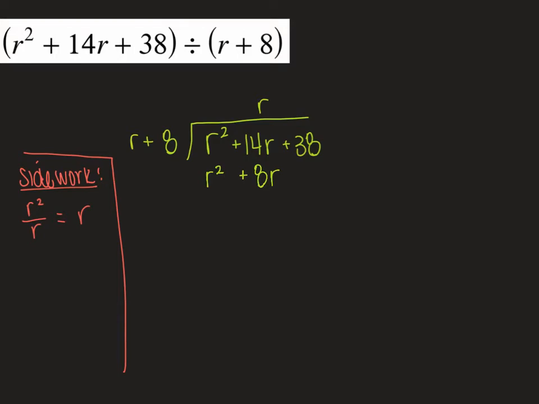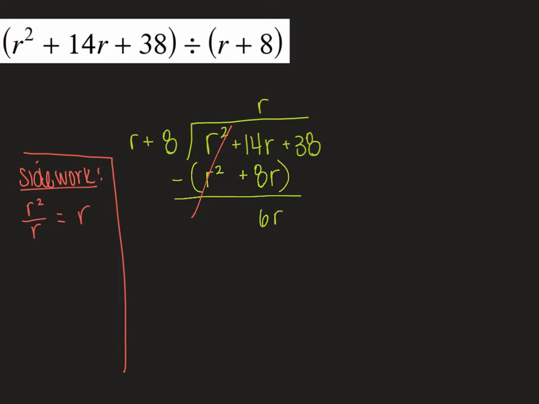Now we need to subtract. The biggest mistakes come with not subtracting both terms, so put some parentheses to help you out. And we subtract. You always want to make sure that these first terms cancel. That's the whole goal of doing the little dividing in the side work. So they must cancel. Then we have 14r minus 8r, so we're going to have 6r.